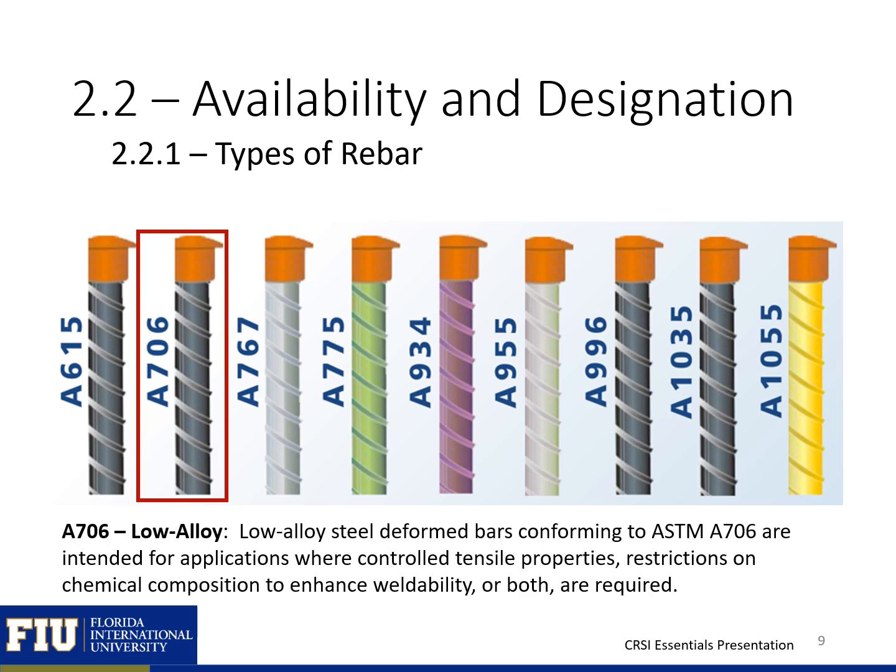Low alloy steel deformed bars conforming to the ASTM A706 standard are intended for applications where controlled tensile properties, restrictions on chemical composition to enhance weldability, or both, are required. Deformed non-prestressed longitudinal reinforcement resisting earthquake-induced moment, axial force, or both in special moment frames, special structural walls, and all components of special structural walls, including coupling beams and wall piers, must be ASTM A706 grade 60 steel in accordance with ACI 318.